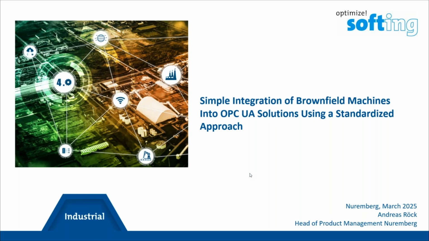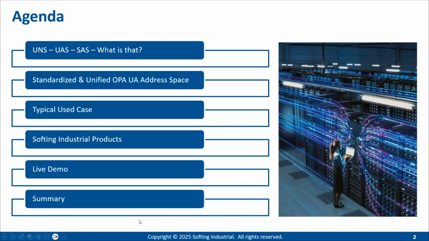I will tell you today something about our new functionality in our products, which allows the customer to have a simple integration of brownfield machines into a standardized OPC UA solution. The agenda for today is some definition of some shortcuts: UNS, UAS, SAS, what is that? Then standardized unified OPC address space, a typical use case, some Softing products which are able to realize the scenarios, and then I will show a live demo, and last but not least a short summary.